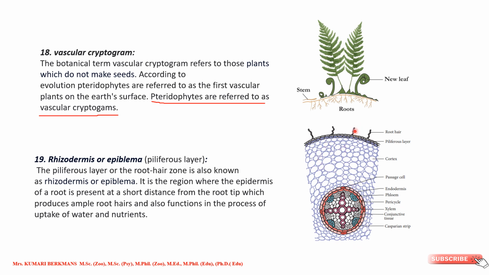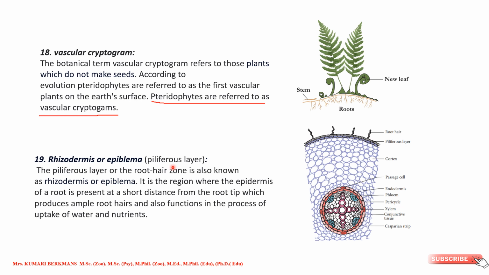So the water is absorbed by this root hair, then goes to this piliferous layer, and then it enters the cortex. Then through this passage cell, it enters the xylem. In the xylem only, the water from the root goes up. This is the cross section of the root.